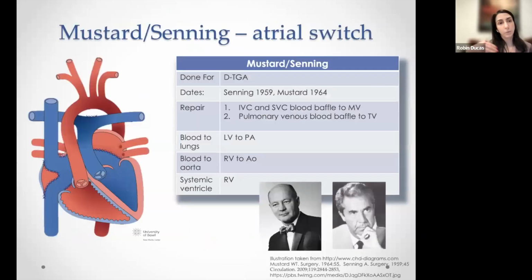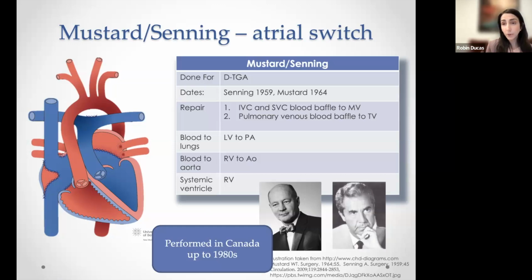So when we look at, okay, what is this Mustard or Senning procedure? It's done for d-transposition of the great arteries. It dates back to the 1950s and 60s. And essentially, as I mentioned, the repair is a baffling of the IVC and SVC blood to the mitral valve or subpulmonic left ventricle. And then the pulmonary venous blood gets baffled to the right side of the subaortic right ventricle. So essentially, blood to the lungs is from the left ventricle and blood to the aorta is from the right ventricle, giving you a systemic right ventricle. And this is Dr. Mustard here and Dr. Senning who created the procedure.